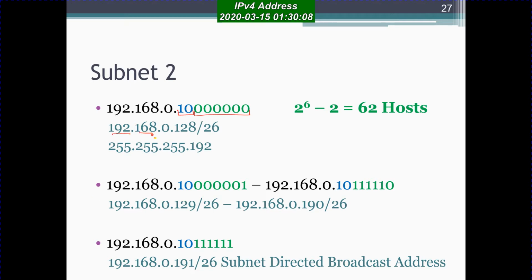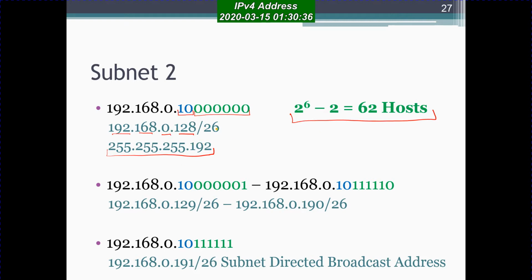It's 192.168.0.128 slash 26. Converting now, 26 means 26 bits belong to the network address or subnet address. Of course, convert this to decimal using the old notation. We have 255.255.255.192. Same thing, we can use the same as before to compute how many devices are hosted in subnet 2.